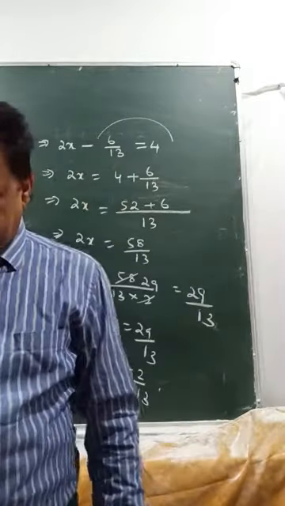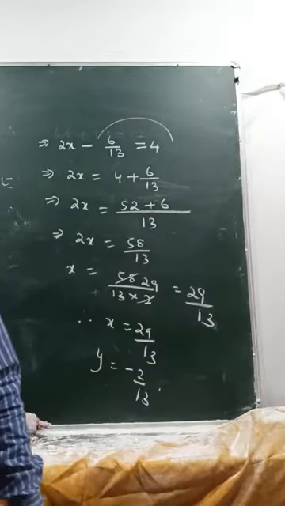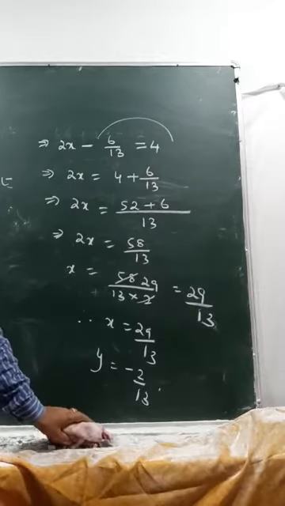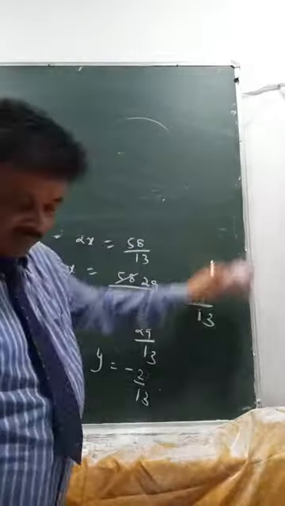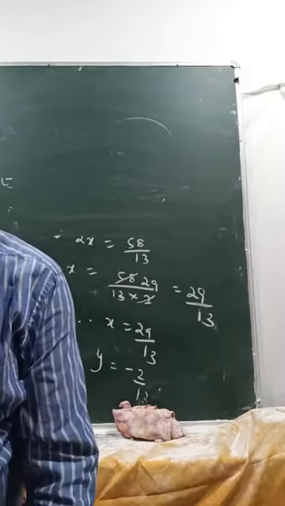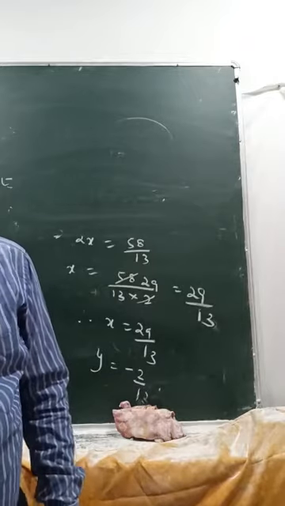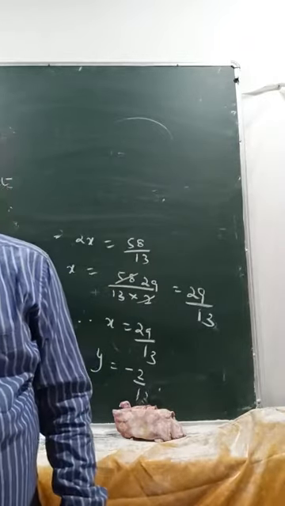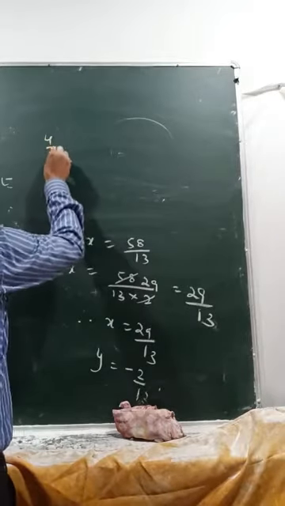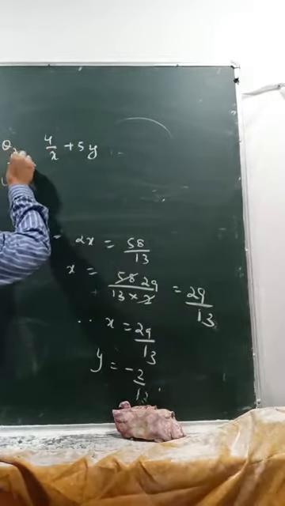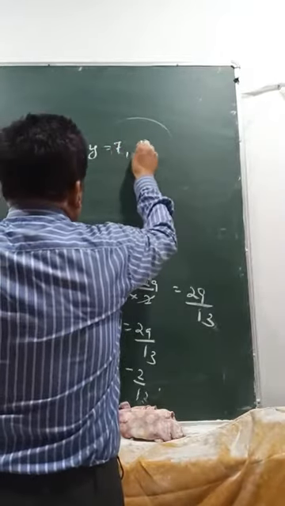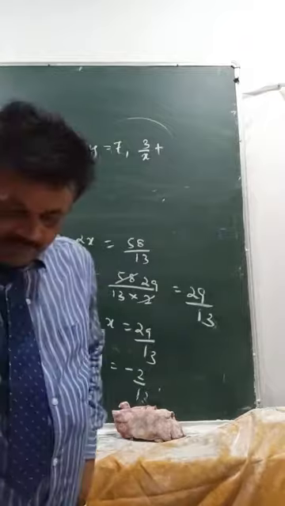Okay. Now let's take one more question. Question number 2: 4 by x plus 5y equals 7, and 3 by x plus 4y equals 5.